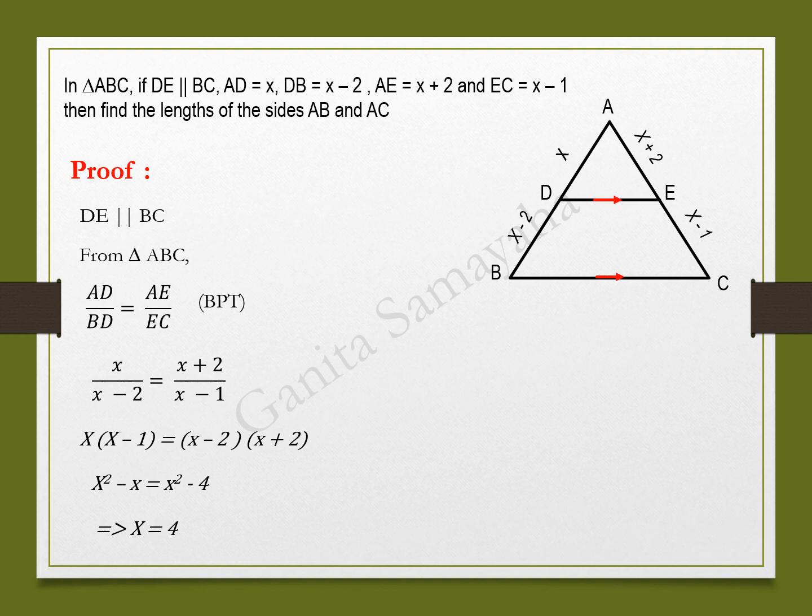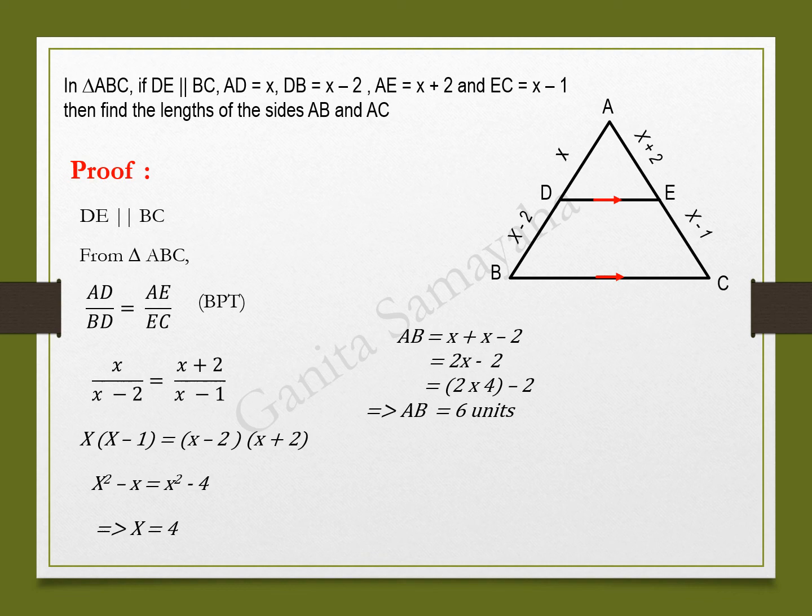What will be the length of AB? It will be AD plus BD. So it will be x plus x minus 2. So AB is equal to x plus x minus 2, which is nothing but 2x minus 2. Substitute x as 4, you get 2 into 4 minus 2. So AB is equal to 6 units. If units are mentioned specifically, you write the units. Otherwise, you write simply units. Okay, children, so we have AB as 6 units.